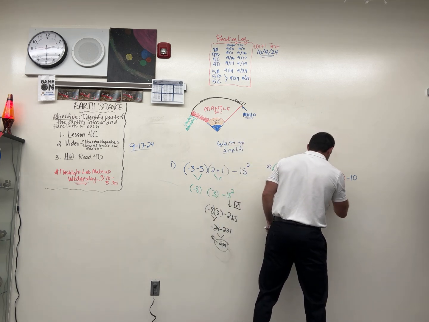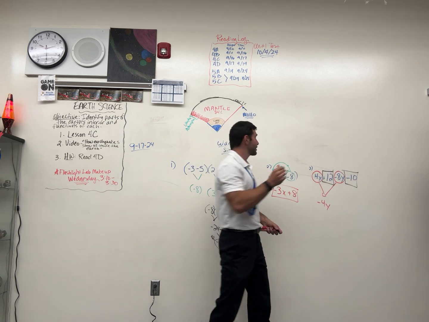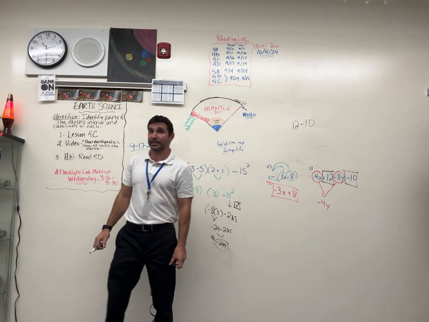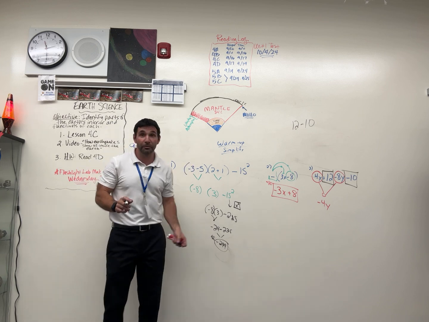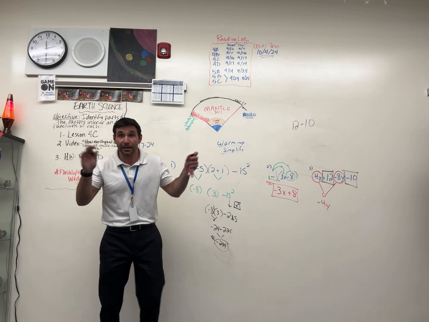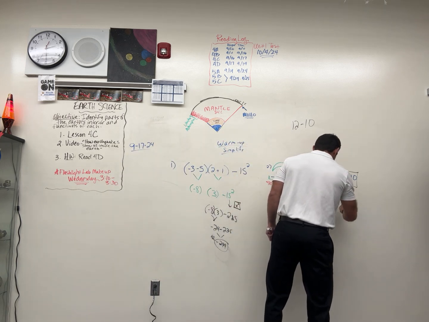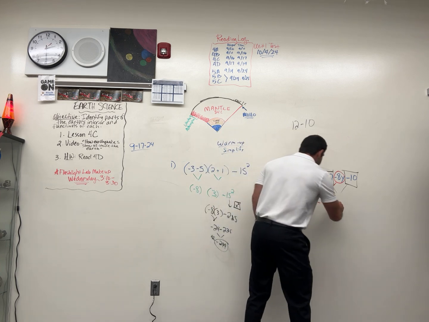Then we have positive 12, negative 10. And you might be like, Mr. H, why are those like terms? If I gave you that on a quiz, 12 minus 10, y'all would be like, I love this quiz. I can do 12 minus 10. It's just numbers. Constants are just numbers. So what's 12 minus 10? 2. So negative 4y plus 2? Positive 2.